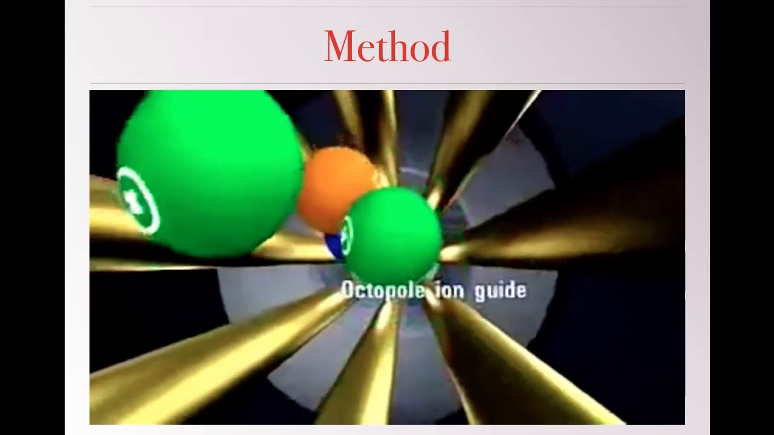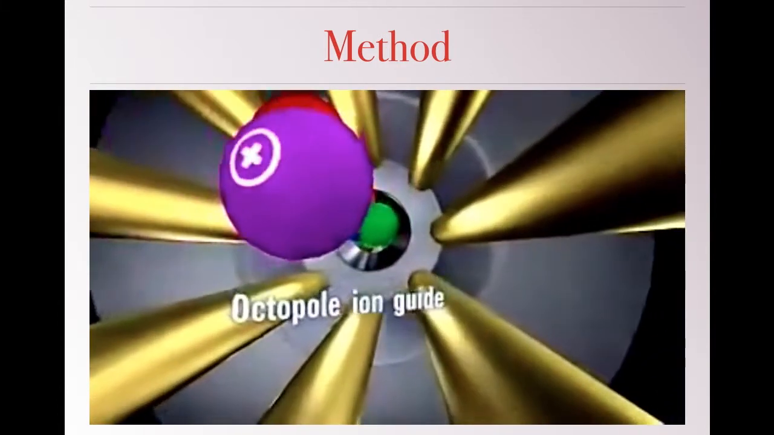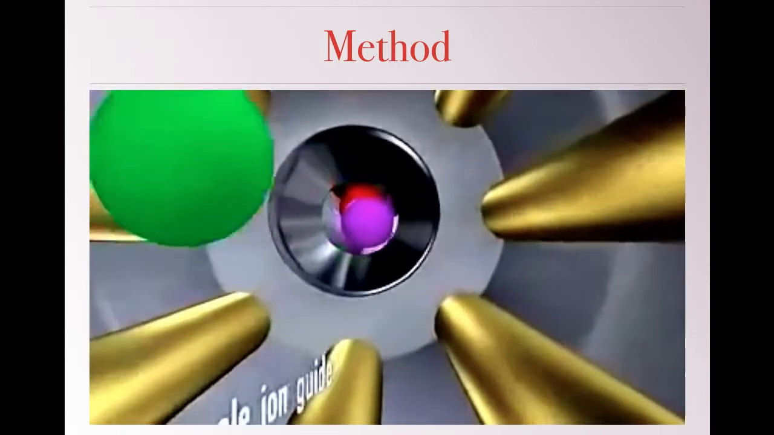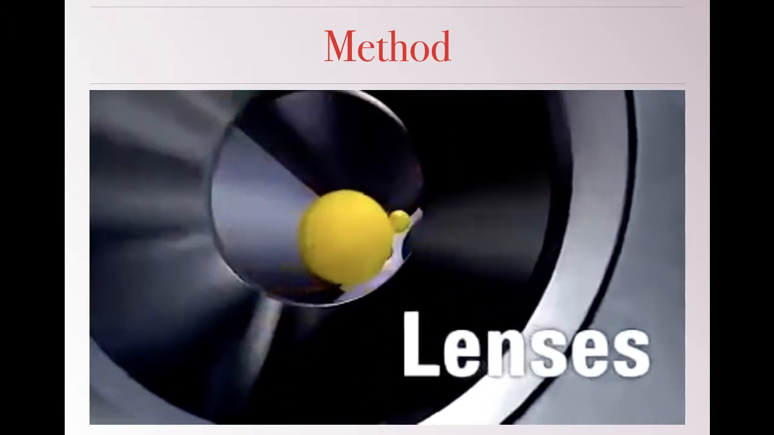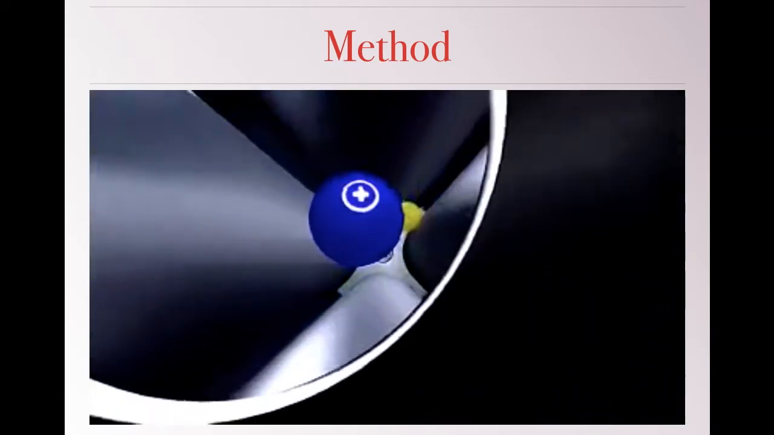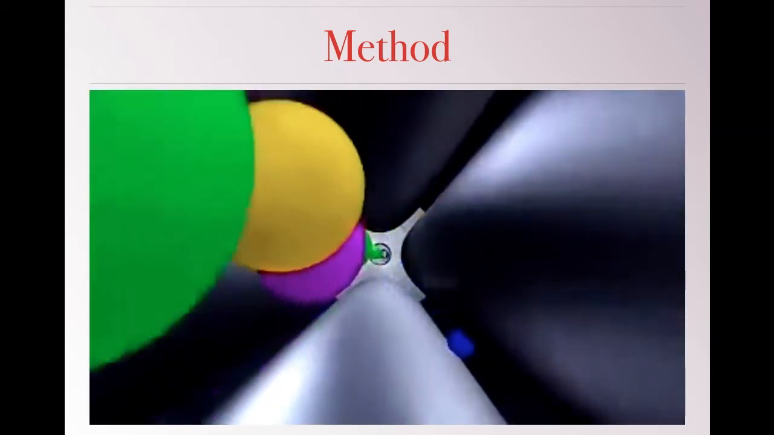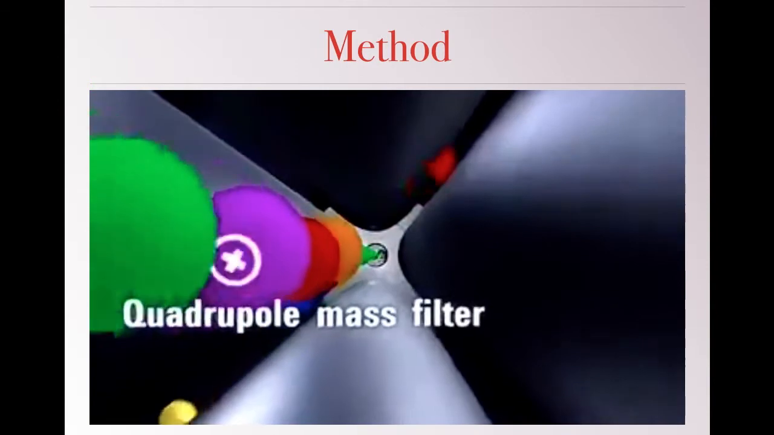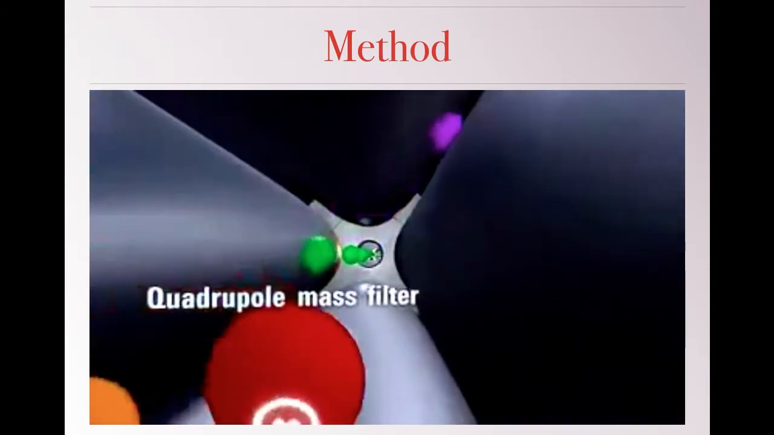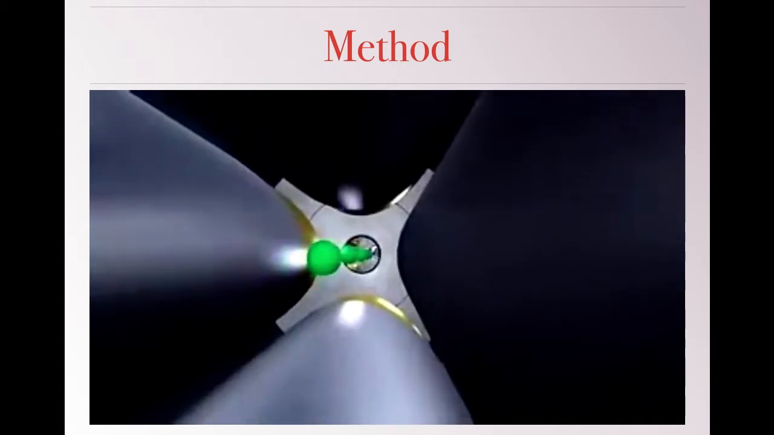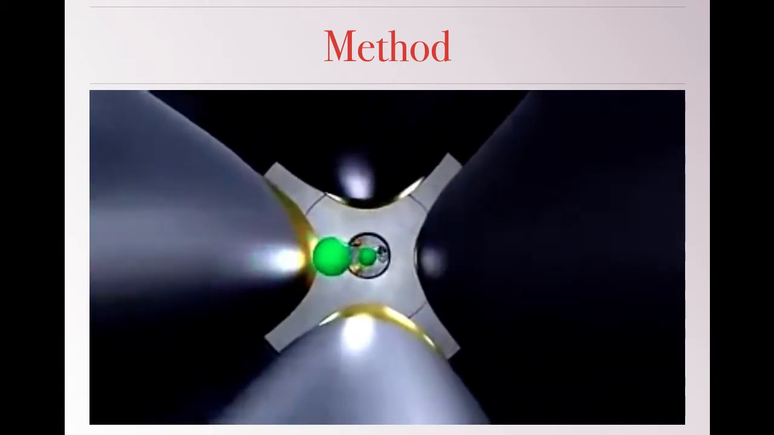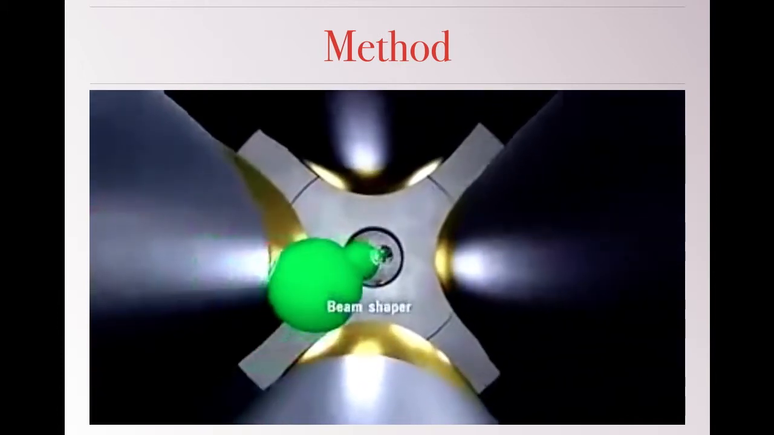An octopole ion guide provides better ion transmission over a wider mass range. Patented lenses enhance high mass ion transmission and increase sensitivity over a wider mass range. The first quadrupole mass filter allows only ions of the target mass to pass through. The hyperbolic shape of the rods enhances ion transmission and spectral resolution.